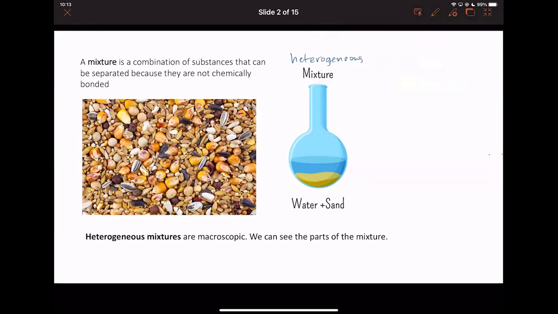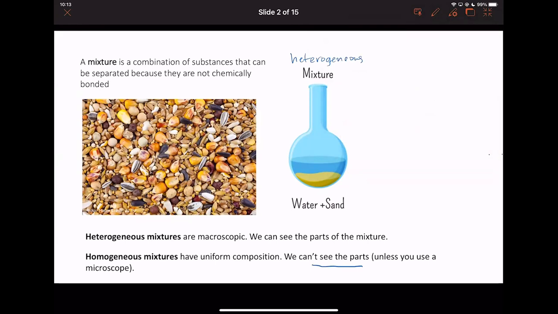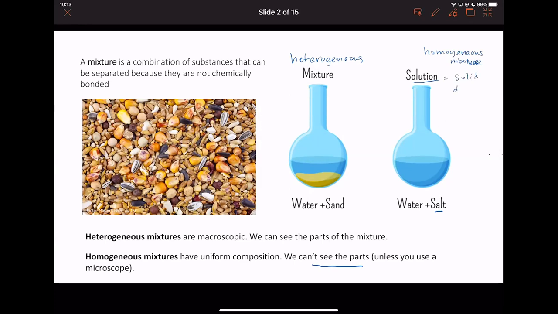But here's an example of a homogeneous mixture. In a homogeneous mixture, you can't see the parts anymore. It might be microscopic or submicroscopic, but you know that there are different parts in there. This example is if you've ever taken table salt and dissolved it in water, it looks like water. So this is a special solution. It's also a homogeneous mixture. This is called a solution when you have a homogeneous mixture that is a solid dissolved in water.